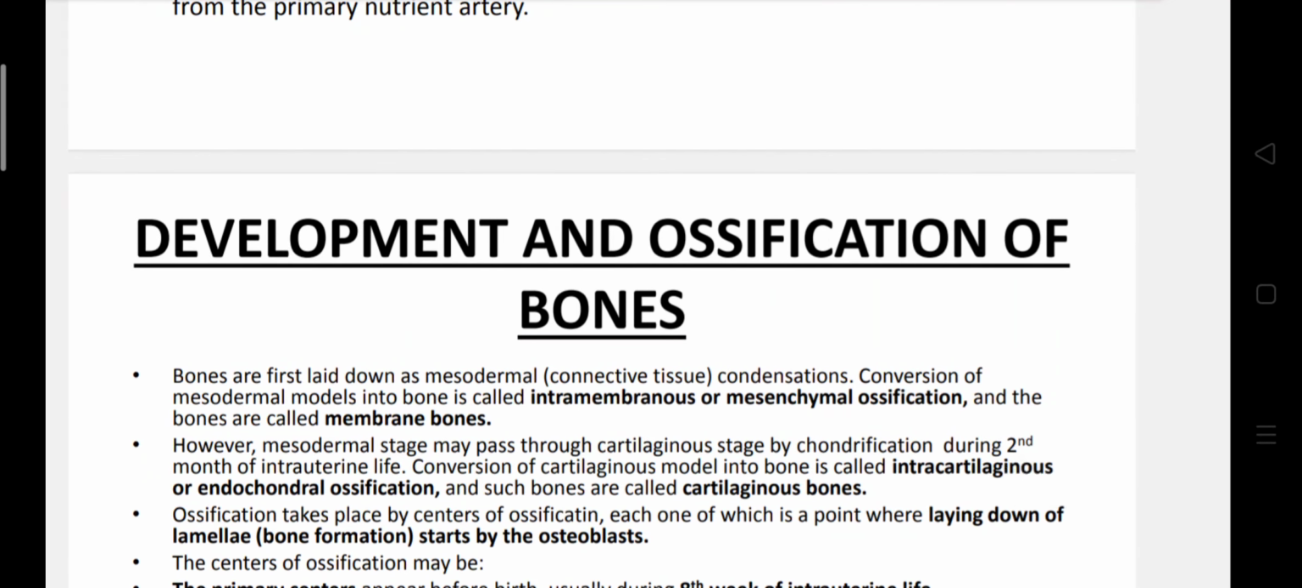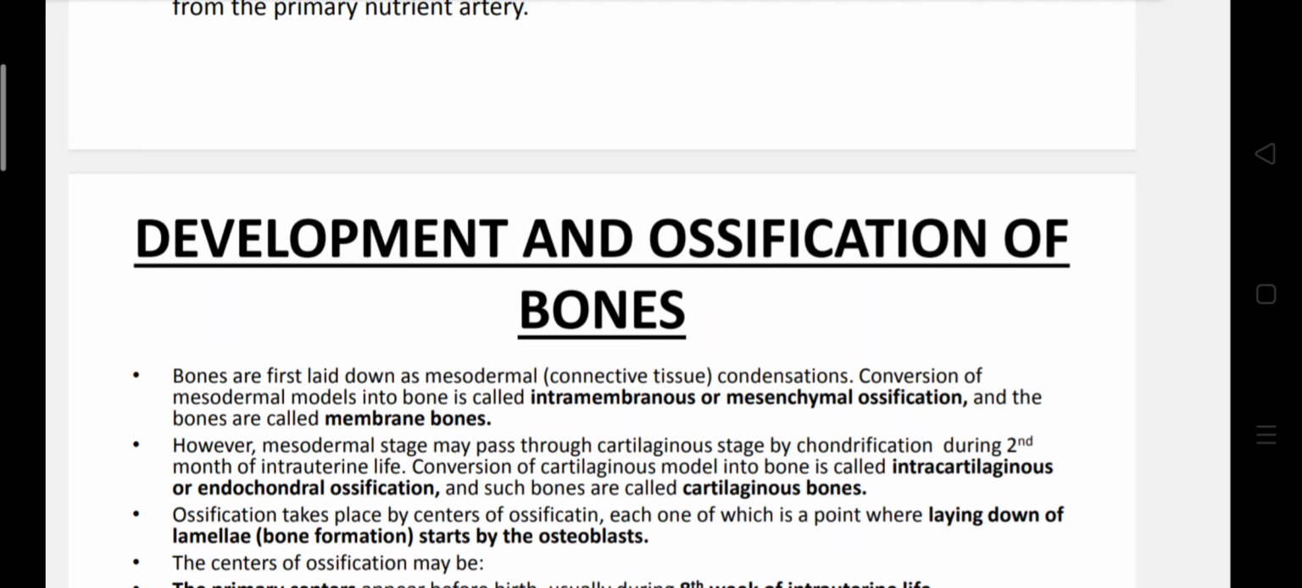Now, development and ossification of bones. Bones are first laid down as mesodermal connective tissue condensations. Conversion of mesodermal models into bones is called intramembranous or mesenchymal ossification, and the bones are called membrane bones. However, the mesodermal stage may pass through a cartilaginous stage by chondrification during the second month of intrauterine life.